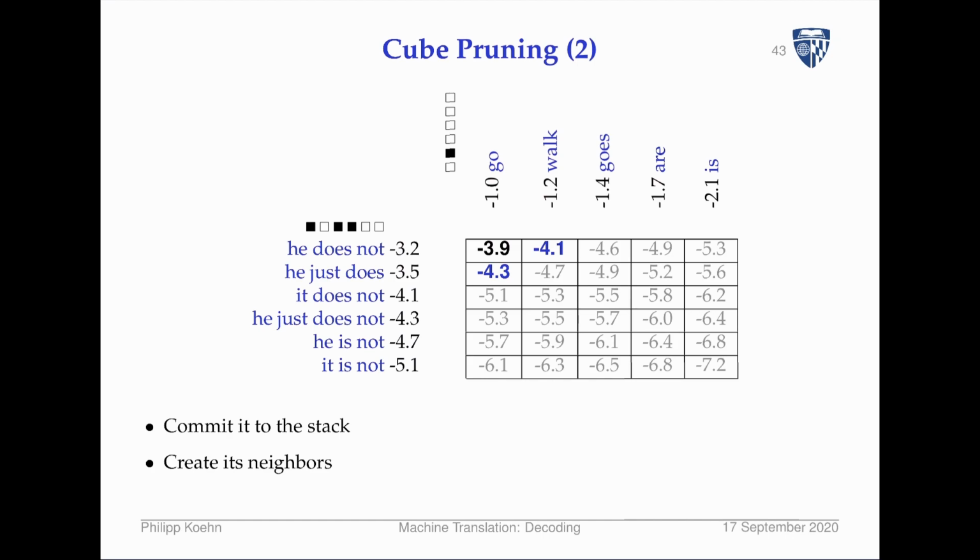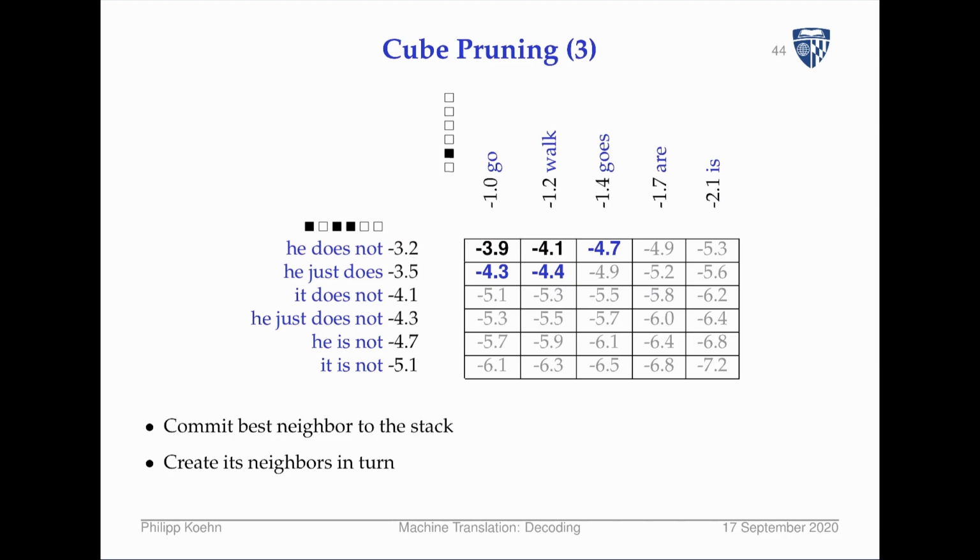Now we explore the neighbors of that: the one to the right, the one to the bottom. The one to the right looks slightly better. So we create this neighbor. We have to actually expand these hypotheses and build them, with all the scoring that involves.